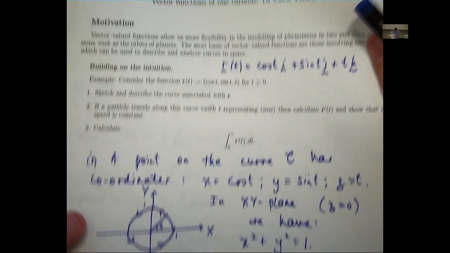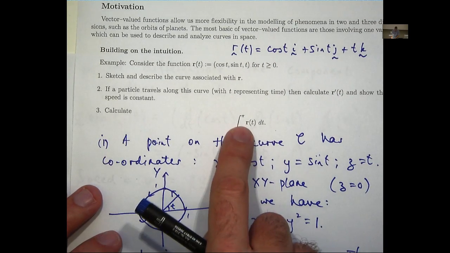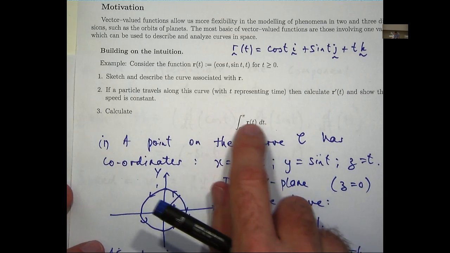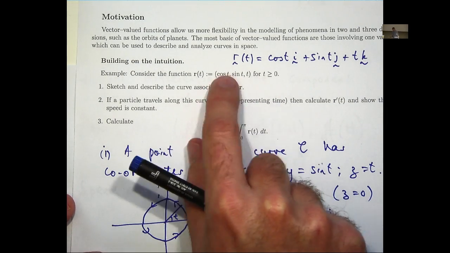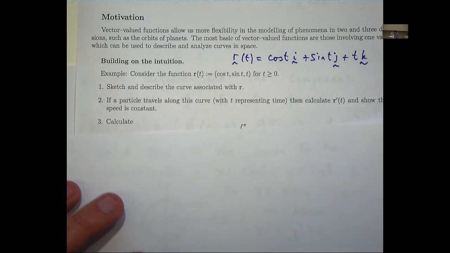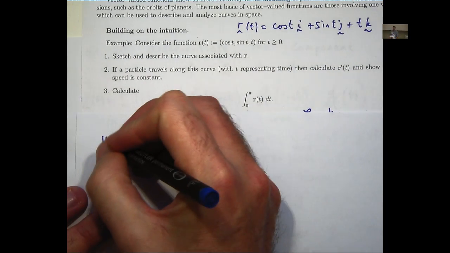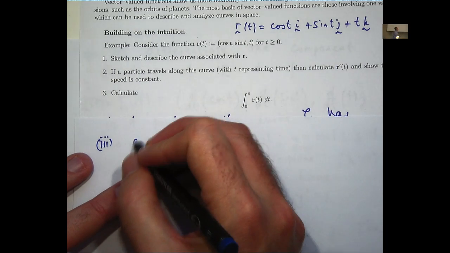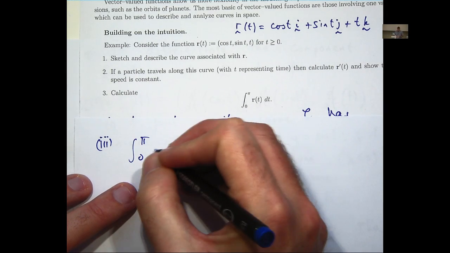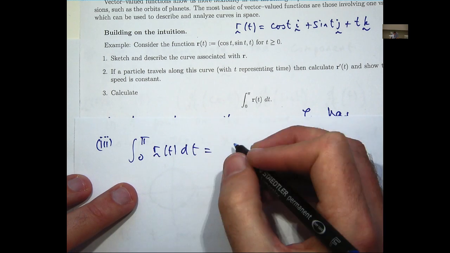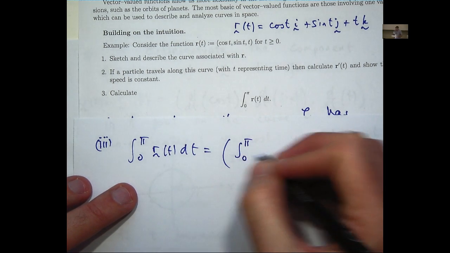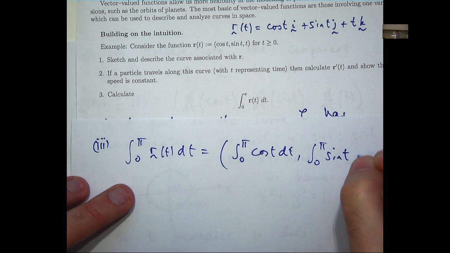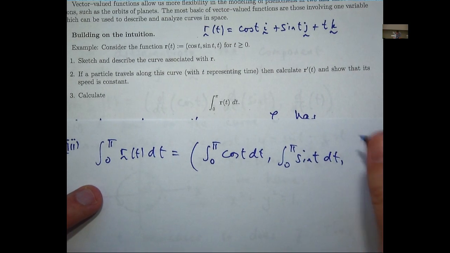All right, on to the last part of the question. Calculate this definite integral. And this is very easy. All you do is integrate the component functions of our vector function. So let's see if we can do that. So we integrate component-wise. So we integrate cosine t dt, sine t dt, and t.